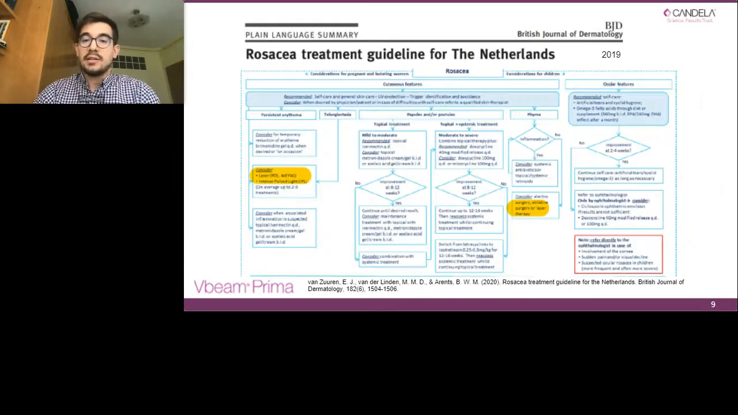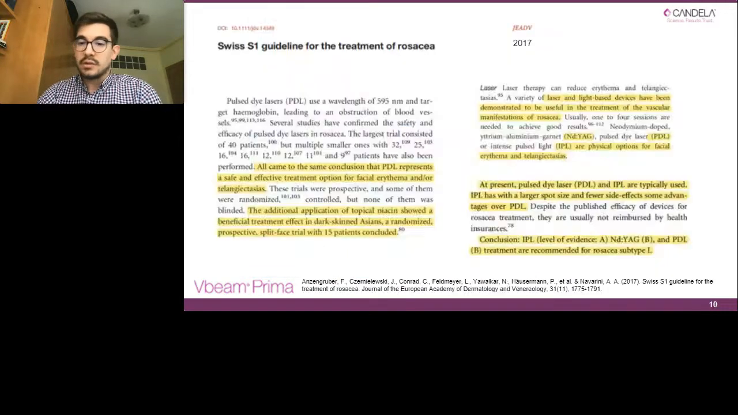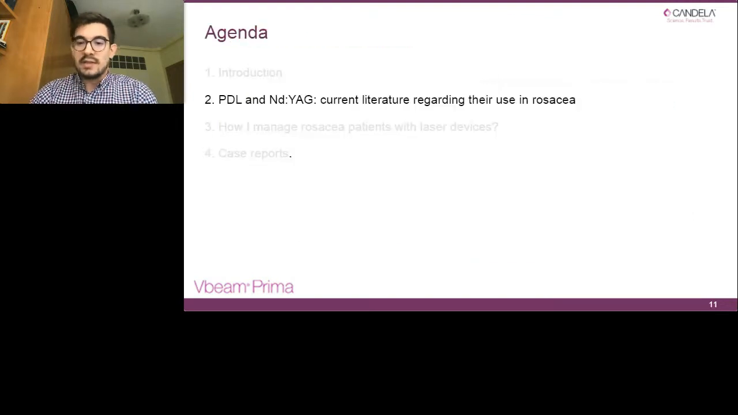Also, the Netherlands guidelines, both including the vascular lasers for erythema and telangiectasia, and also the ablative lasers for the use in phymatous conditions, and also the Swiss guidelines, which say that the PDL represents a safe and effective treatment option for facial erythema and telangiectasia. So the use is more and more important. They've increased the use in the treatment of rosacea and of different kinds of rosacea, and now there is very good evidence of the use of these lasers.